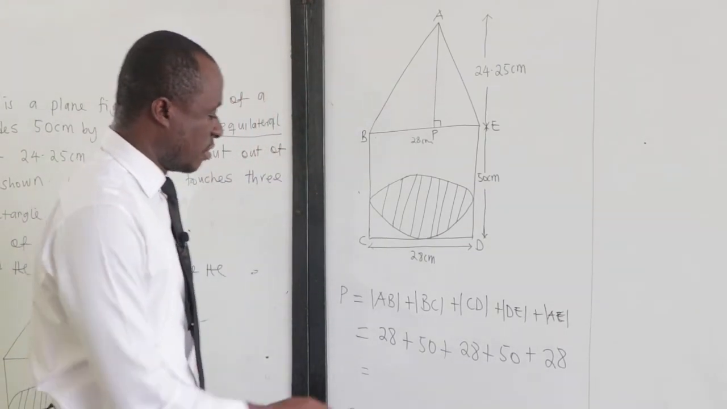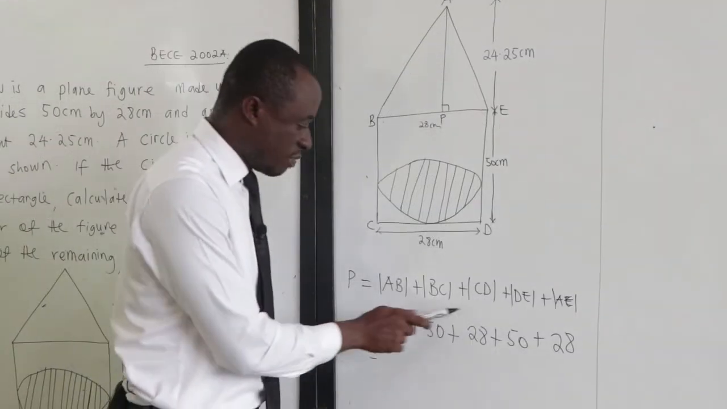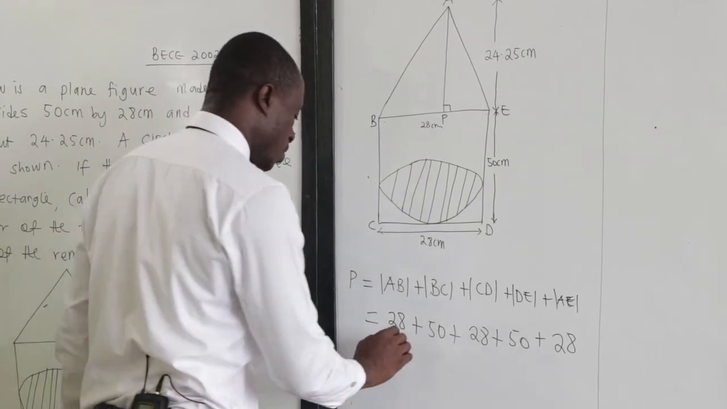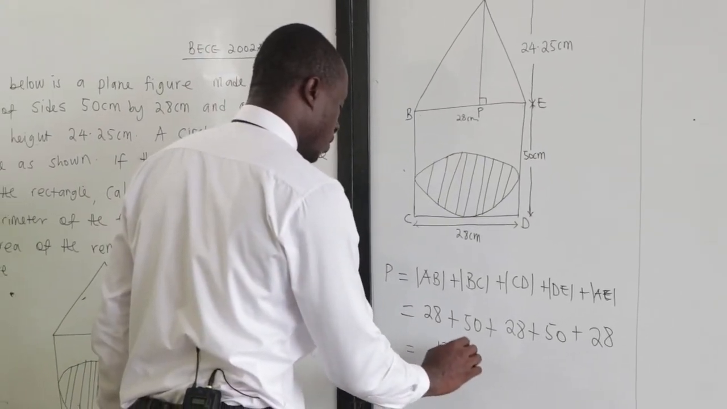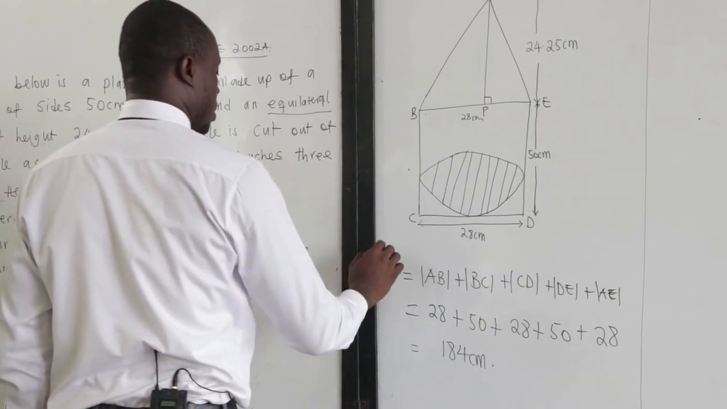Now, carefully, what is 50 plus 50? 50 plus 50 is 100. 28 plus 28 plus 28 gives us 84. So adding all, that will be 184 centimeters. So that is the first one, A.